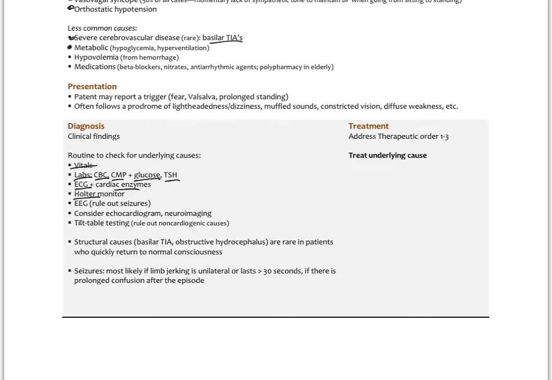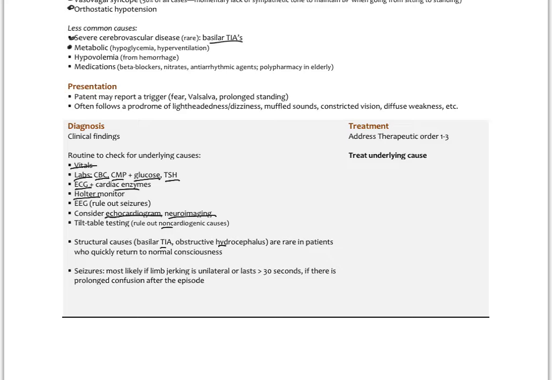Consider an echocardiogram, which would check for the outflow, make sure there's no valvular problems in the heart, anything like that, and then potentially neuroimaging if a brain tumor or something is suspected. There's something called tilt table testing, which can check for the autonomic tone, and that would rule out other non-cardiogenic causes.